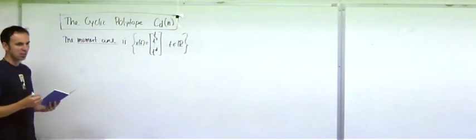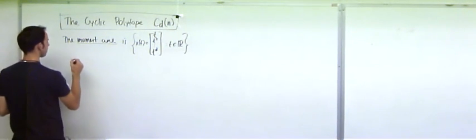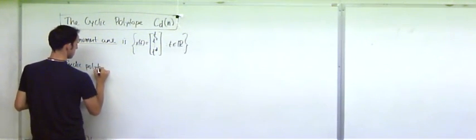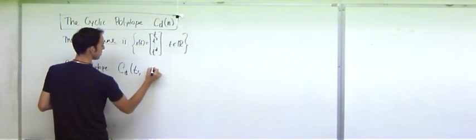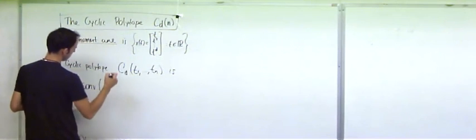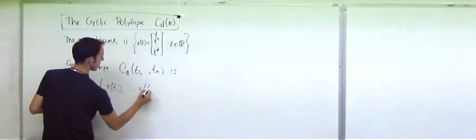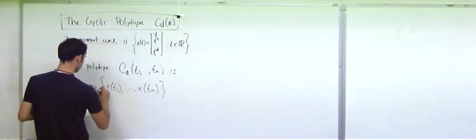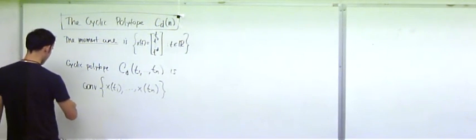And so we said that to define the cyclic polytope, what we're going to do is just choose d points on that curve and take the convex hull. Right? So the cyclic polytope c sub d of t1 to tn is the convex hull of n points on this curve, x of t1 up to x of tn.